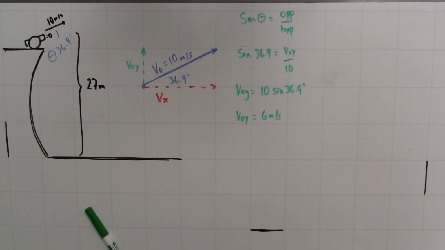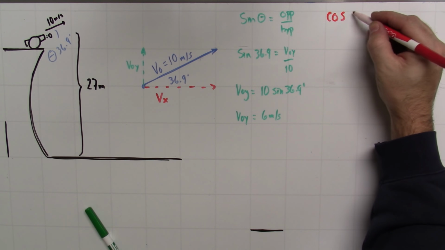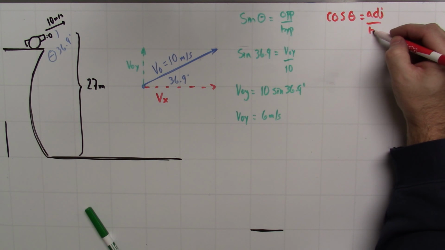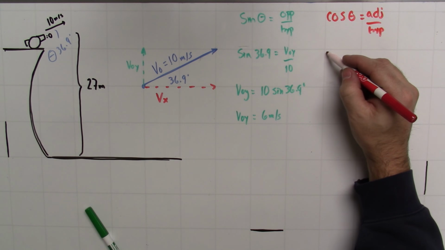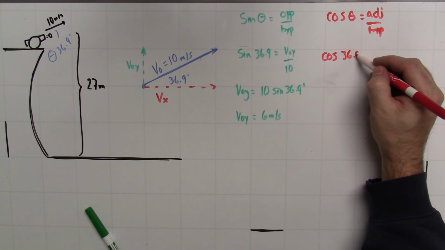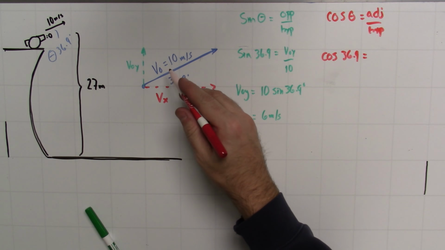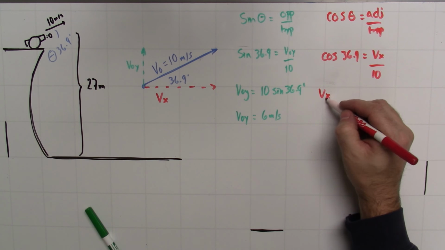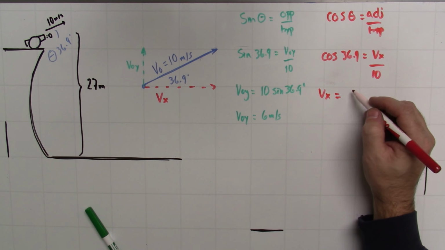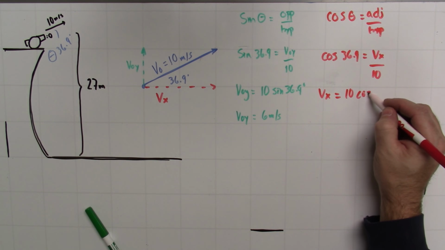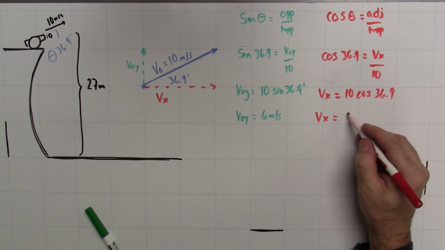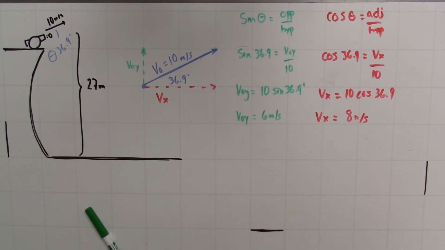We can apply the same concept with the horizontal, except in the horizontal, it's the cosine of my angle that is equal to the ratio of the adjacent side to the hypotenuse. So in this case, the cosine of 36.9 is equal to the adjacent side, the side next to the angle, Vx, over the hypotenuse, which is 10. Multiply both sides by 10. The velocity in the horizontal direction is equal to 10 cosine 36.9, and Vx is 8 meters per second.